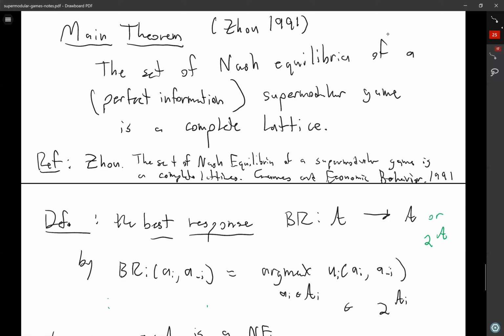And this theorem is in the paper, whose title is just saying what the paper does, but it was in Games and Economic Behavior, published in 1991. And this journal is really big in game theory, probably the most important journal in game theory.